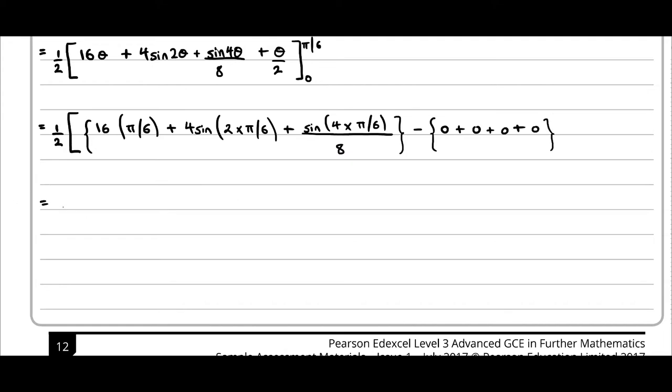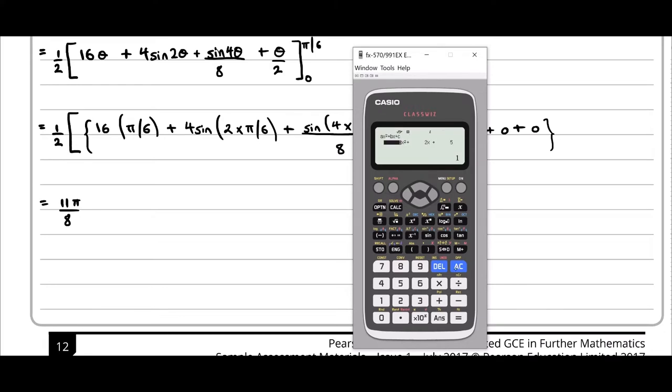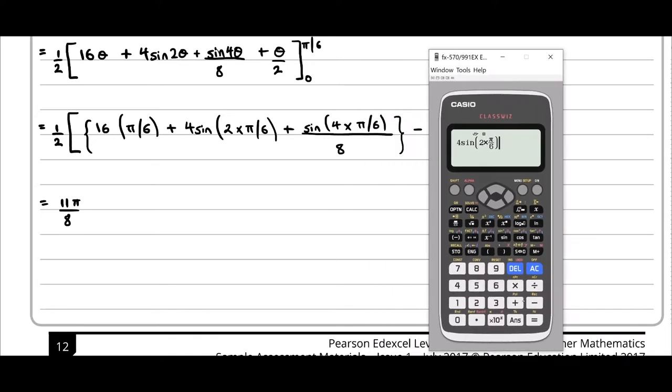So if we simplify this, if we work out all this bit, we have 16 times by pi, dividing that by 6 and then dividing that result by 2, of 11 pi over 8. And over here, if we work this out, so let's just make sure we're in radians. We have 4 sine of 2 times by pi over 6. And then we have 1/8 of sine of 4 times by pi over 6.